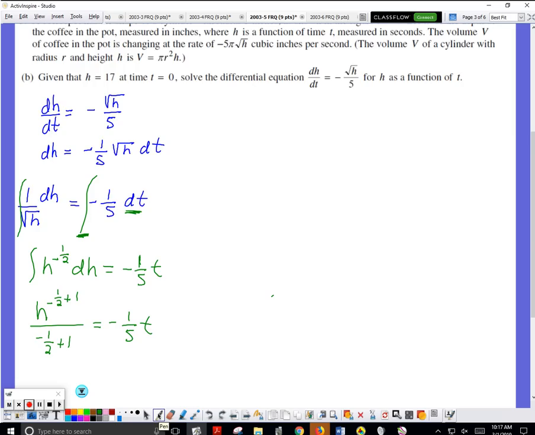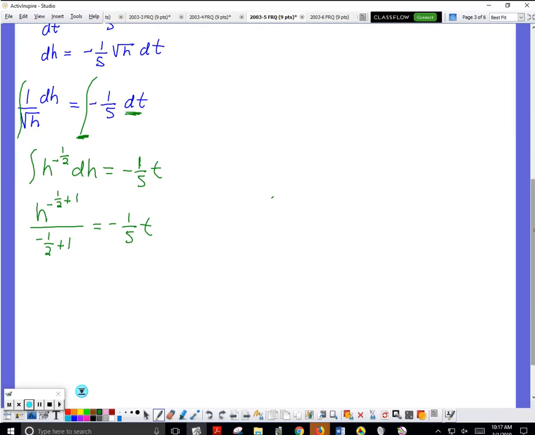So let's keep going here on the antiderivative stuff. What's negative 1/2 plus 1? 1/2. Dividing by 1/2 is the same as multiplying by 2. There we go. So this is 2 square root of h equals negative 1/5 t, and we do have to have a constant. That gives you a second point. Now we're going to find the constant.